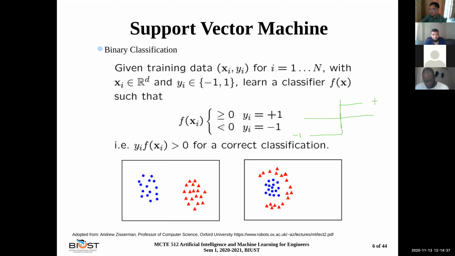Here f is less than 0, but yi is minus 1, so if we multiply them, it's still greater than 0. If you multiply the classification against the output of the function and it's greater than 0, that means the classification is correct. As you can see, in this case this one can be linearly classified, that means you can draw a line to classify them. But in this case, it's hard to draw a line to classify them.